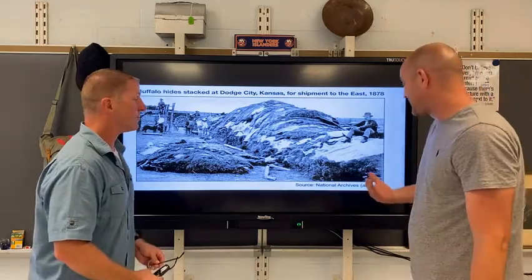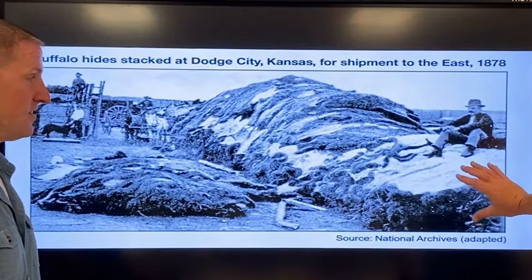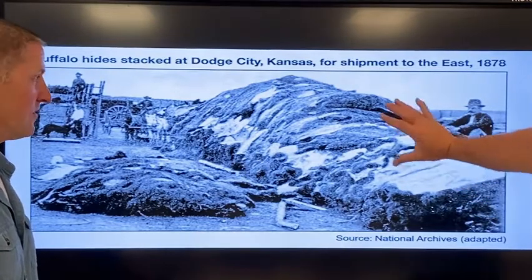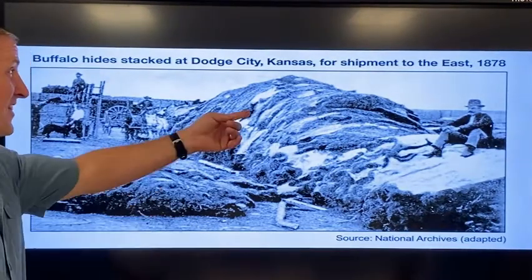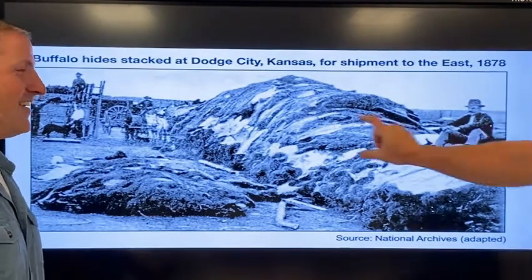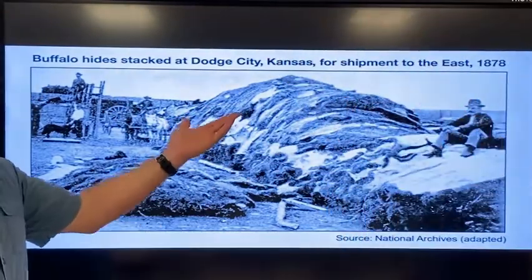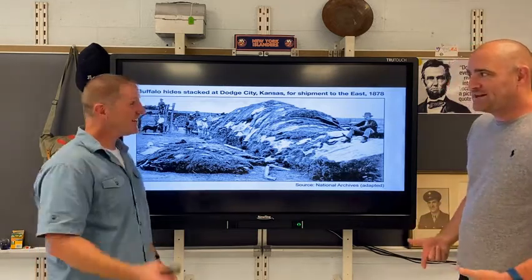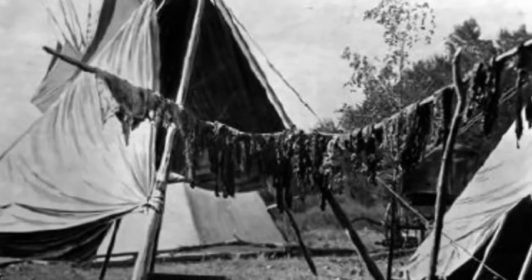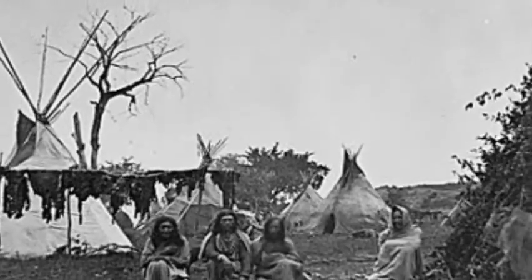Looking at this, I'm making a rough guess that this is probably 15 to 20 hides. This is a person here, next to horses, and this stack is 15, 20 feet high. So the entire thing is well over 200, easily 200, 300 buffalo hides. That would feed an entire tribe of Great Plains natives for years.